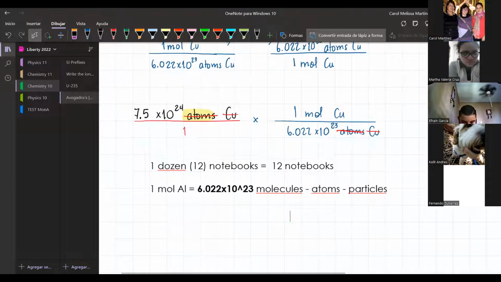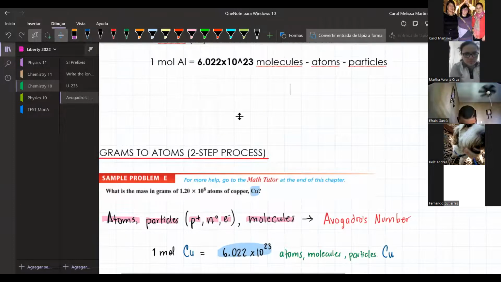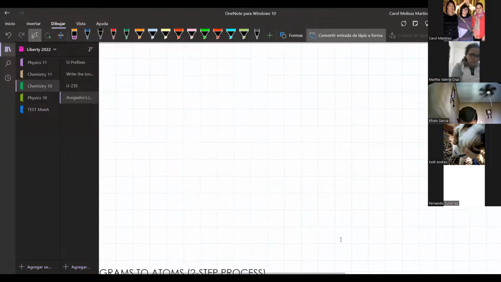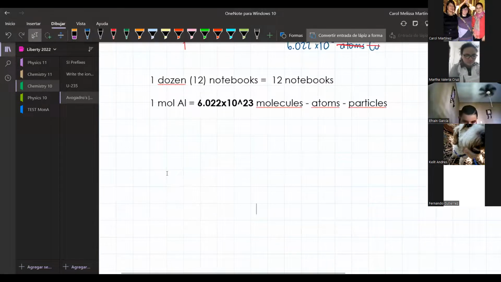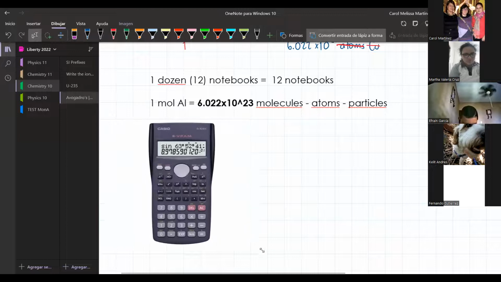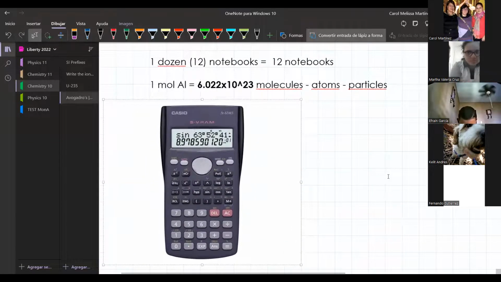Now, how do you use it in the calculator? Because this is a different story. One story is to do all the procedure here, and a different story is how to do it in the calculator. In your calculator, this is what you're going to do. You're going to press 6.022.